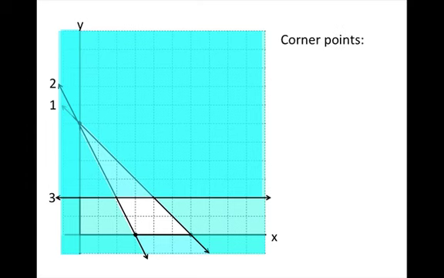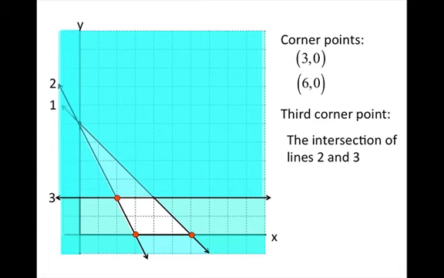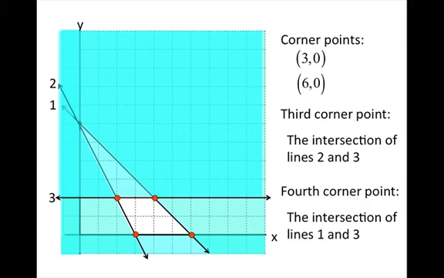Now I want to find my corner points. Well, I've got two corner points at my intercepts. I have the intercept (3, 0), and I have the intercept (6, 0). Then I have two other corner points. The third corner point, if you trace back, and this is why I label the lines, is formed by the intersection of lines 2 and 3. My fourth corner point is formed by the intersection of lines 1 and 3.